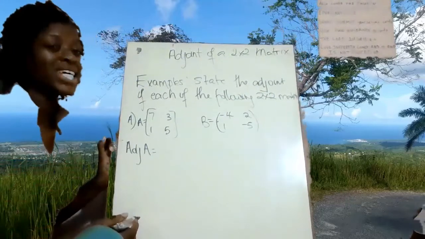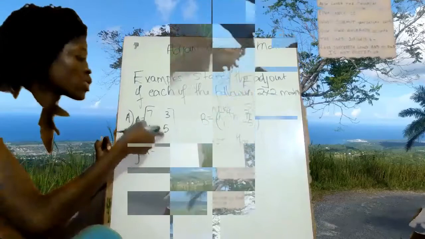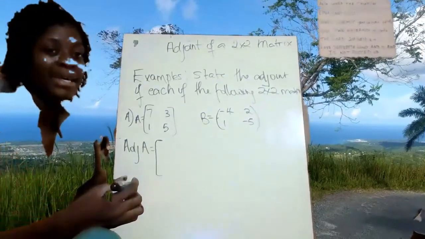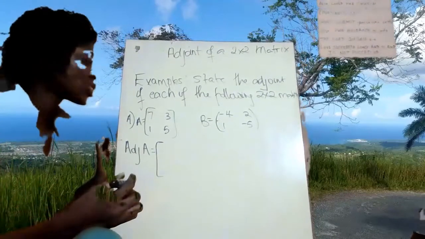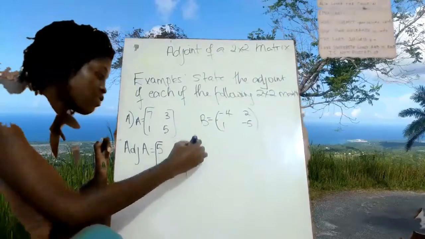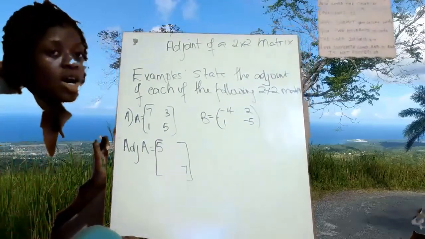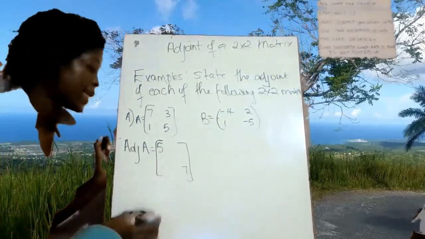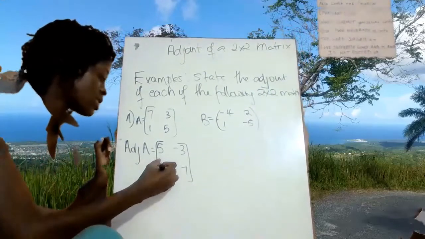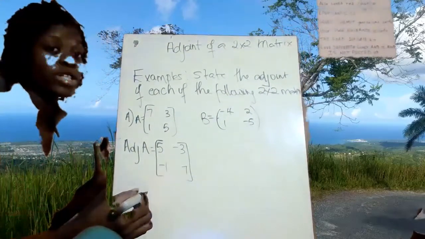It says that we're supposed to switch the elements of the leading diagonal, interchange. So 5 is going where 7 is, and 7 will be going where 5 is. And we change the signs of the non-leading elements. So positive 3 will now be -3, positive 1 will now be -1. And that's our adjoint, it's finished.